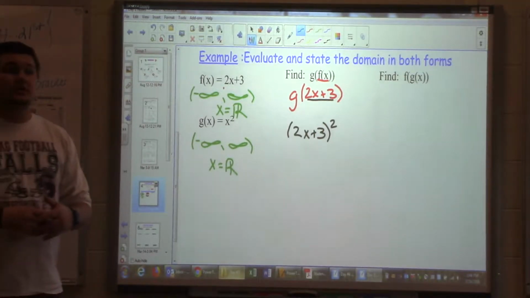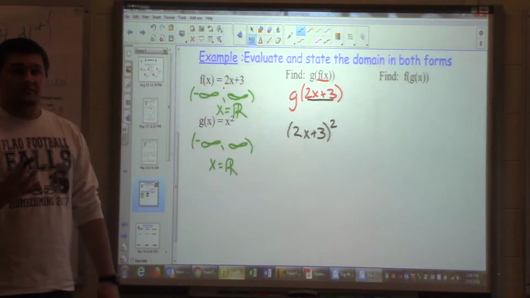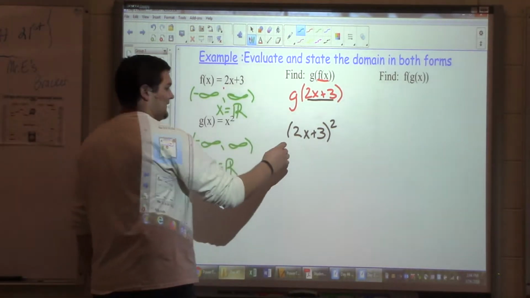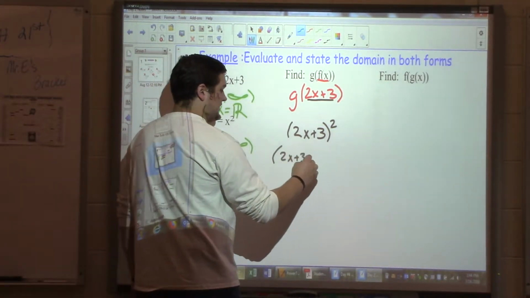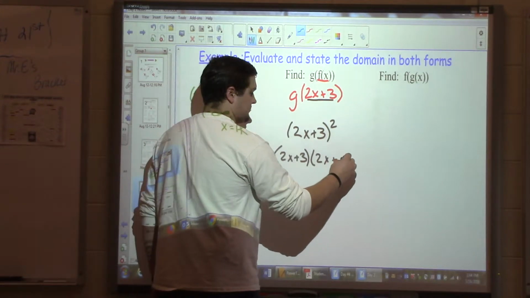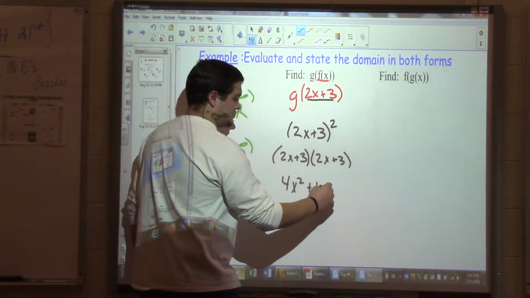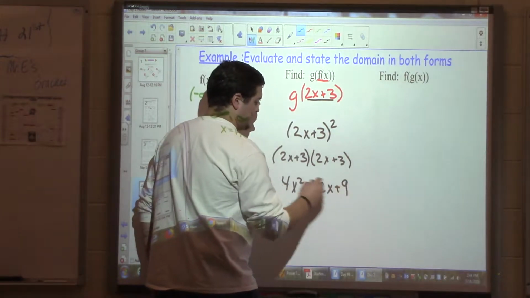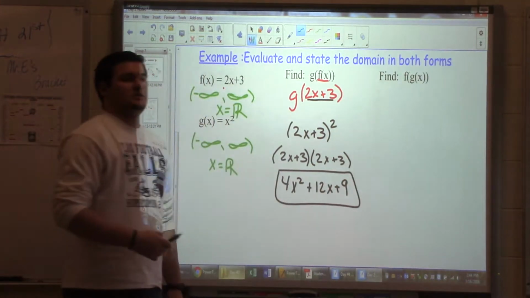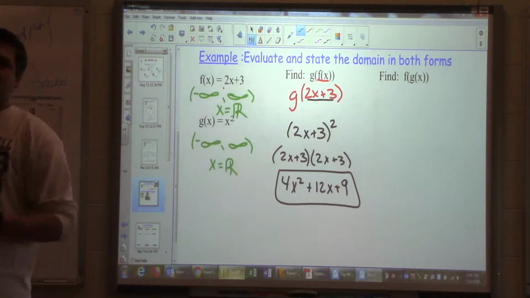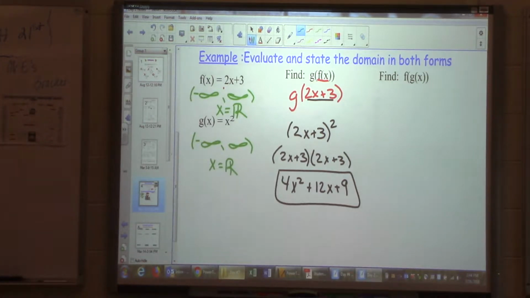Okay, so then all we're going to do, I'm going to FOIL. Right, my favorite F word. 2x plus 3 times 2x plus 3. We get 4x squared plus 12x plus 9. Now I combine my like terms as I was foiling. I assume we're all able to follow that step at this point.